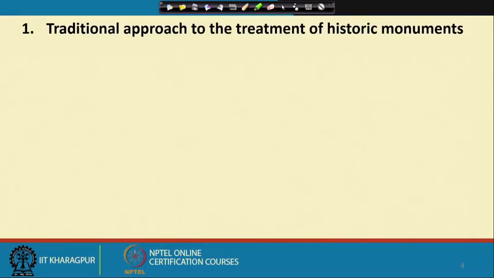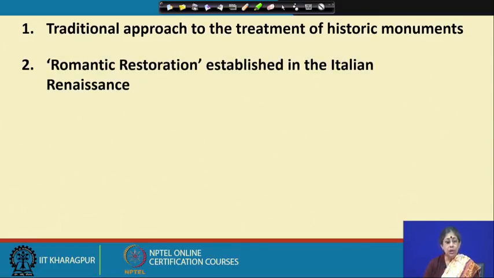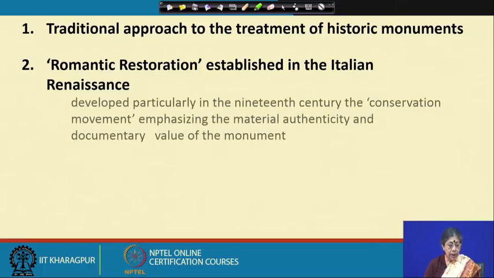And as I told you, the conservation movement as we see it today is not a static approach, it has been dynamic, and there are three major approaches which we will discuss. One is the traditional approach to the treatment of historic monuments. Second is romantic restoration, established in the Italian Renaissance time and developed particularly in the 19th century, the conservation movement emphasizing the material authenticity and documentary value of the monuments. We will discuss that a little more in detail.